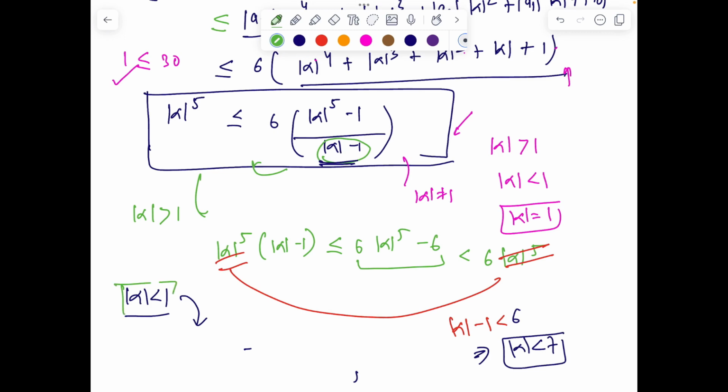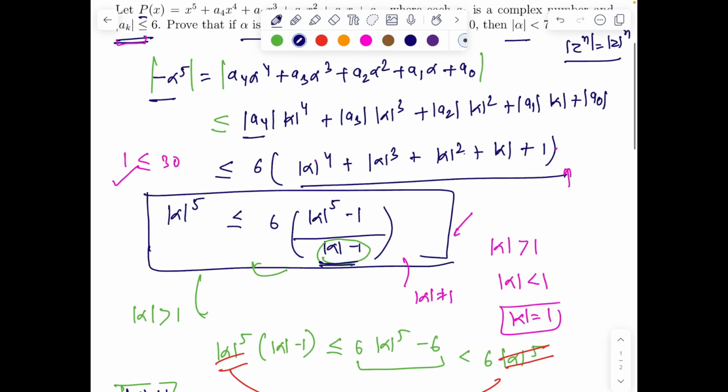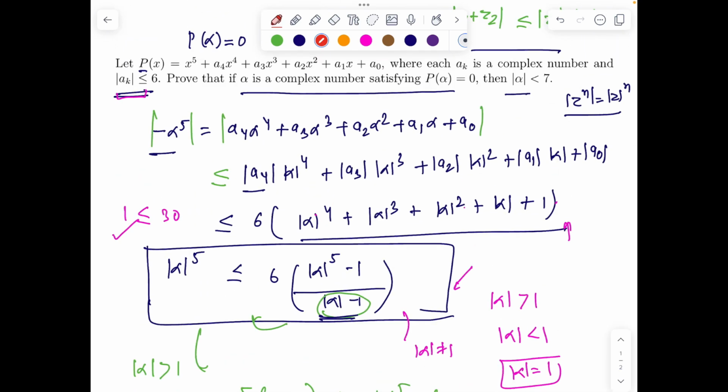If mod alpha is lesser than 1, clearly it implies mod alpha is lesser than 7. So this is by default it implies this, so we are not going to consider this. So in general what I have shown is mod alpha is less than 7 for all the cases. So it was a good problem based on triangle inequality and how equations is connected with this.